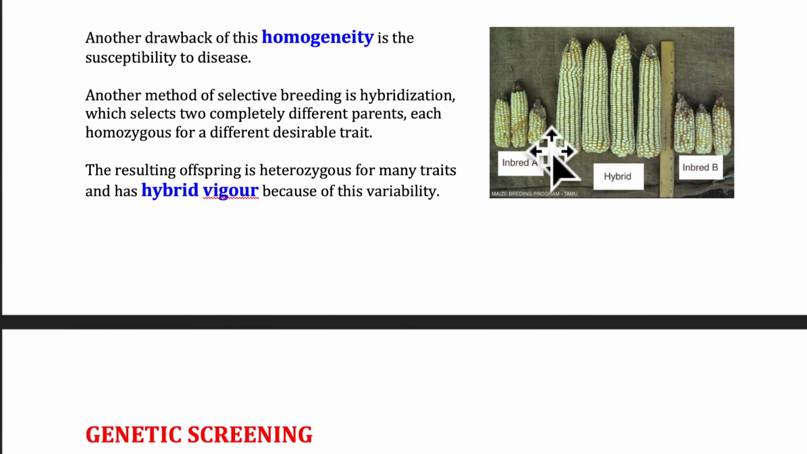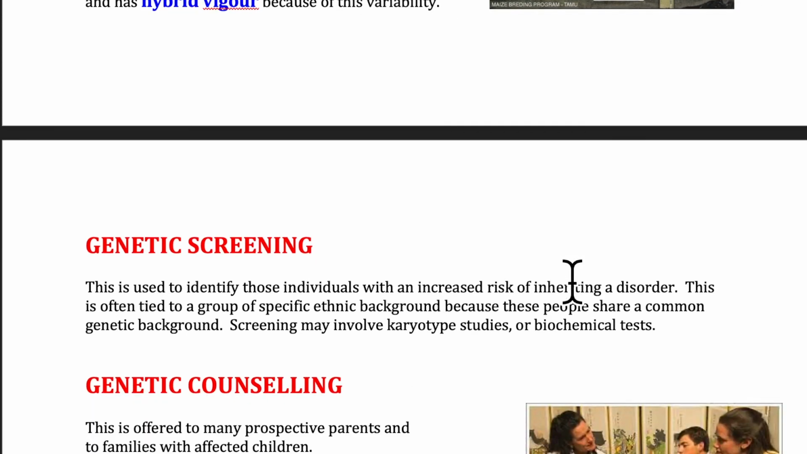So you'll notice, on the picture, you have these hybrids. You have nice big corns. Then you got some little funky looking inbreds over on the side there.